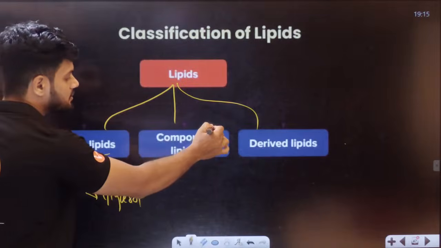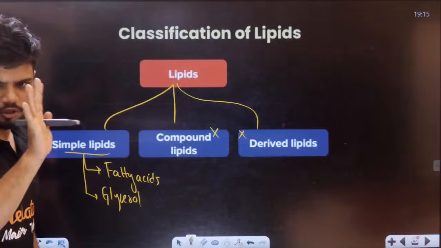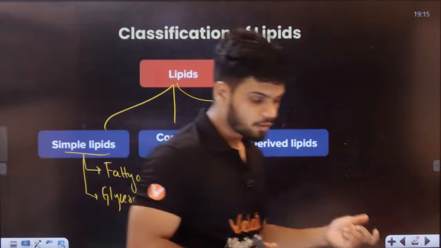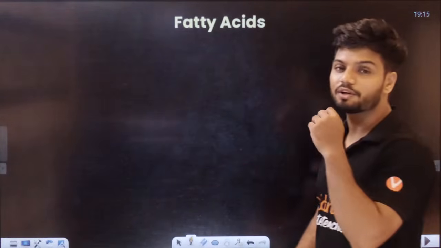Compound lipid and derived lipid are not given in your syllabus, but I'll tell you a few words. Do not worry. So students, shall we start with fatty acid now? What is a fatty acid? It has to be fat, no? Yes or no? Understand the meaning of fatty acid right now.